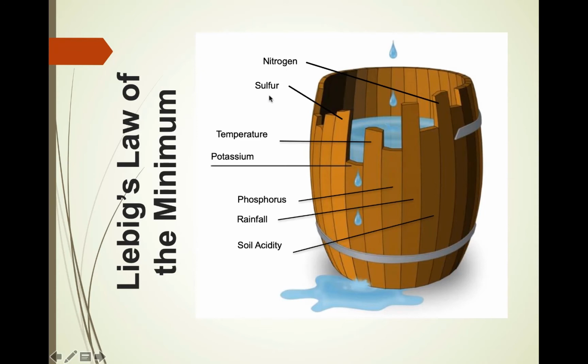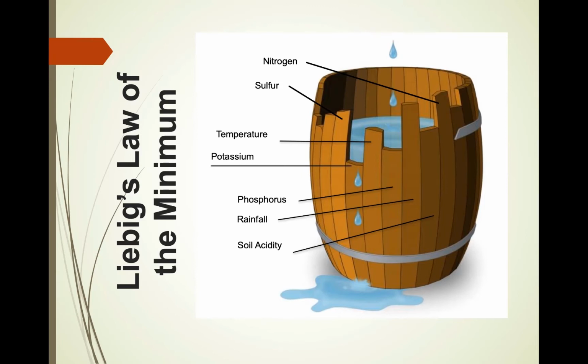If this barrel was 100% full, that would represent 100% yield in our hayfield. If we have a low stave, it's going to limit overall production. And that commonly happens in hayfields. And the most common nutrient that's deficient is potassium, because we remove relatively large quantities of potassium during hay production.